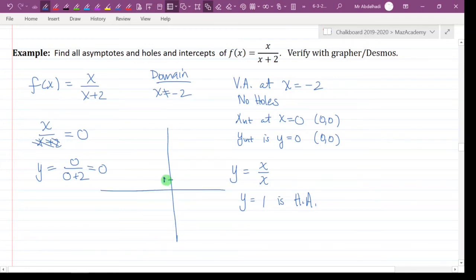Let's say that's y equals 1. You have a horizontal asymptote going through y equals 1. You have a vertical asymptote going through x equals -2. Let's say that's right there. So vertical asymptote going through x equals -2. So that's how easy it is to find your asymptotes.